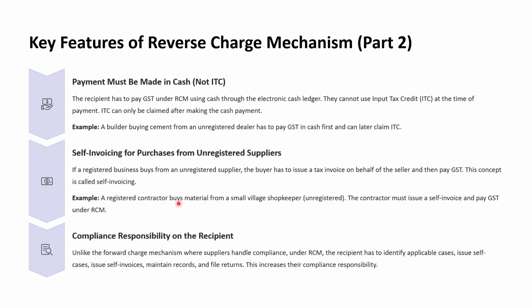So a registered contractor buys material from a small village shopkeeper who is unregistered. The contractor must issue a self invoice and pay GST under RCM. Then, compliance responsibility on the recipient. So all the compliance requirements and formalities, that is maintaining of records, self invoicing, payment of GST to the government, all fall on the recipient.